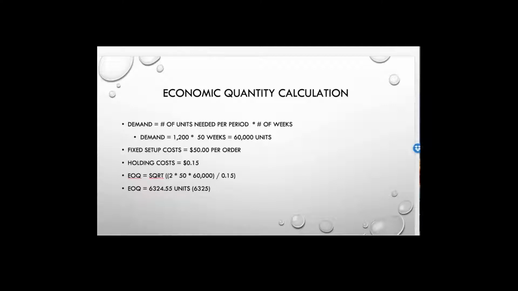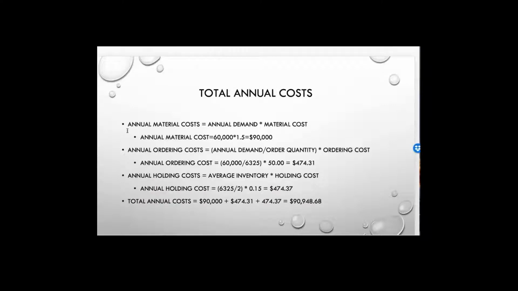So now, total annual costs. It's funny, more than half of the time, students forget to add the material costs, which is how much it costs to make, or how much it costs to purchase the goods. It's not a big deal, but just don't forget to add the cost of the materials that you purchase from your manufacturer. So the annual material cost, the first cost, is the annual demand, which is 60,000, times the cost per item. It's very simple. So we pay $1.50 for each item, 60,000 items. Our annual material cost is 90,000. Okay.